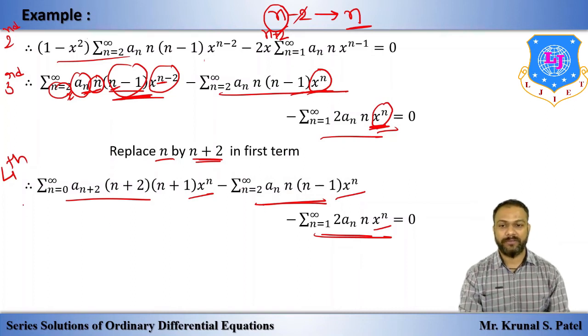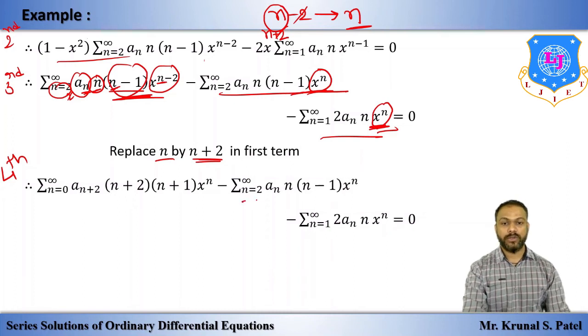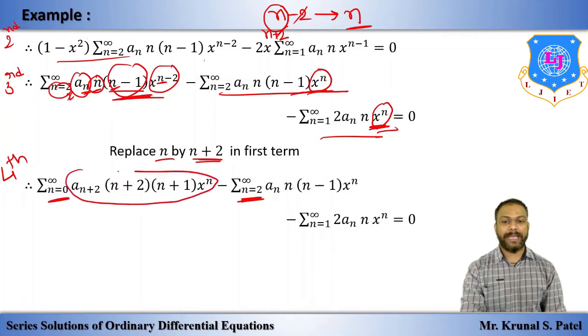Now the fifth step is make the limit of sigma equal. Here sigma starts from 0, here sigma starts from 2, and here sigma starts from 1. To make the limits of sigma equal, we will go with the maximum number. So we have maximum n equal to 2, so we will put n equal to 0 and 1 separately in this term, and then sigma we can start from n equal to 2.